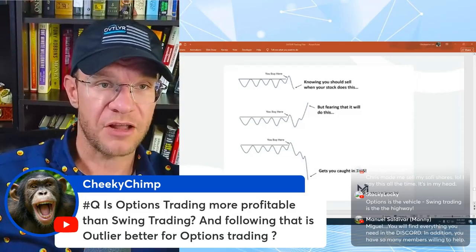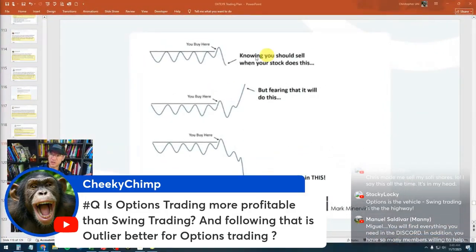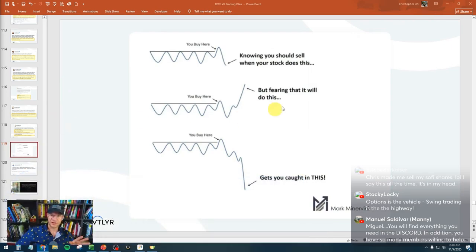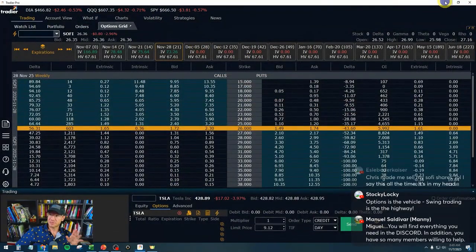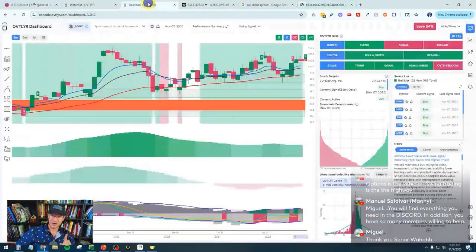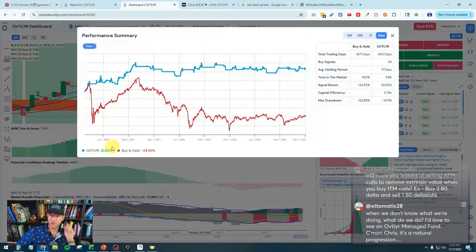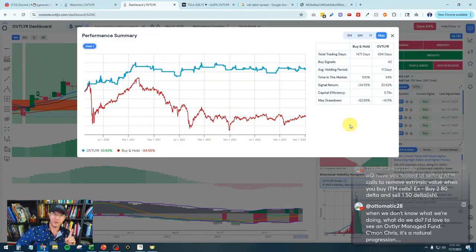Now, the question is, is Outlier better for options trading? The great thing about these plans and the great thing about Outlier is that everything is built to work with stock. So for example, AGNC, you hit the performance summary. You can see while buy and hold's down 34%, Outlier's up 32%. Not bad. Now, here's where it gets even better. This is specifically just on buy and hold on the stock itself. Now, you can get access to the entire platform for 82 cents a day. The capital efficiency is actually really, really cool.